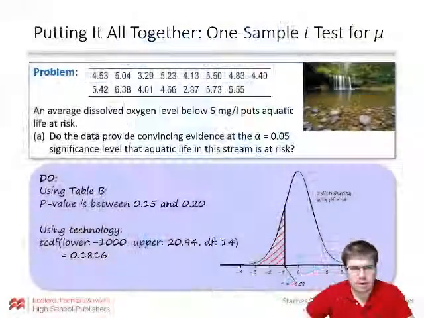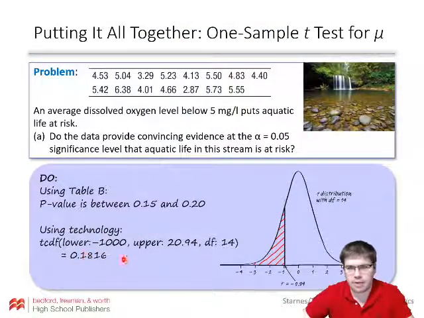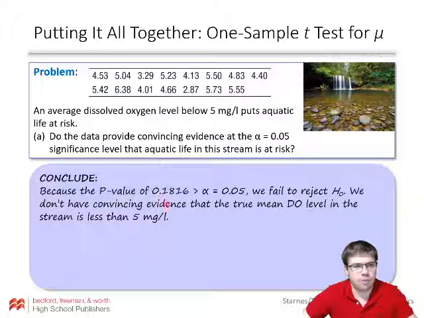And so they do have actually the number right down here, but this is wrong. And so with that p-value being greater than alpha, we can conclude, because the p-value of 0.1816 is greater than alpha, we fail to reject the null hypothesis. We do not have convincing evidence that the true mean DO level in the stream is less than 5 milligrams. So even though it was a little bit less, it wasn't significantly less.